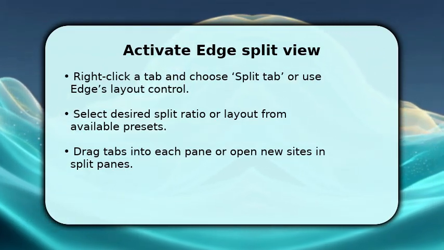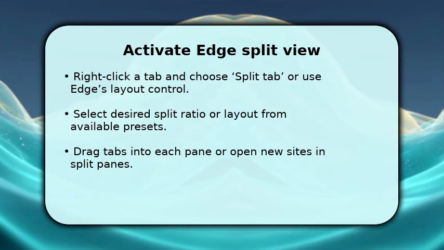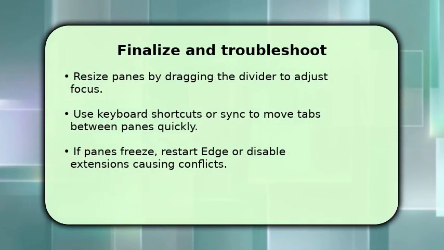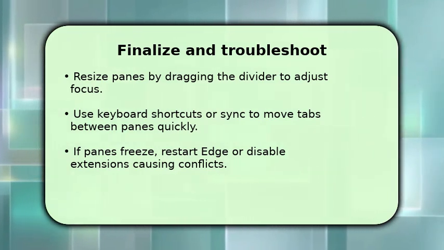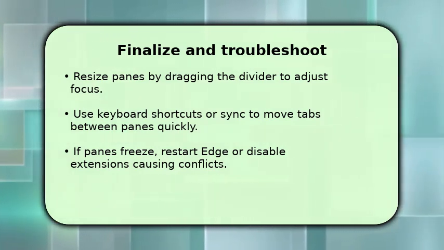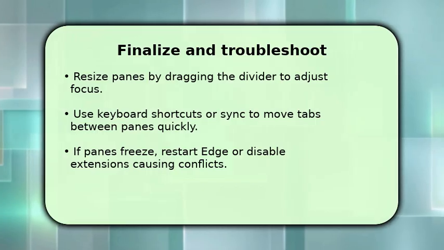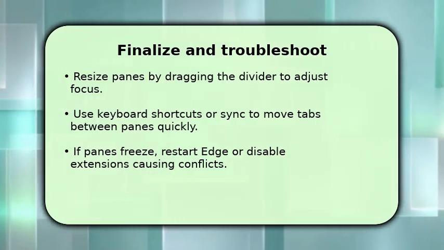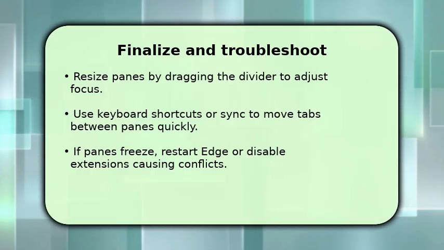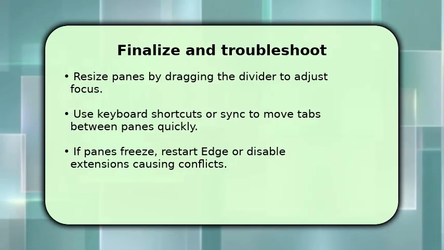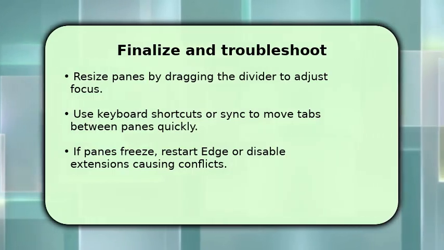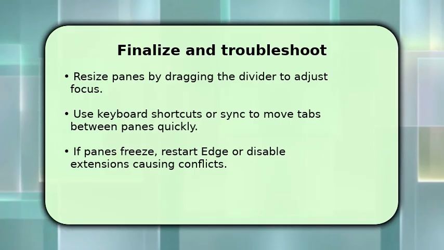Finally, refine the split by resizing the divider. Drag it to favor one pane for focus, and use keyboard shortcuts to quickly move tabs between panes for efficiency. Make sure scroll, audio, and interactive elements work. Some sites behave differently in split mode, so refresh if something looks off. If panes freeze or behave oddly, try disabling extensions or restarting Edge. That resolves most conflicts. With that, you'll have a stable dual pane.